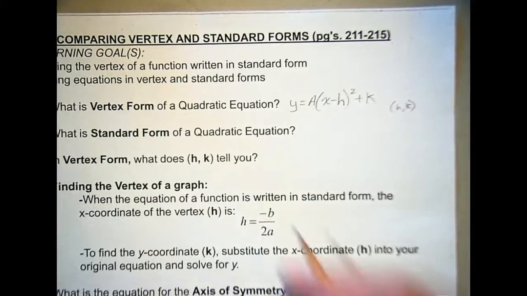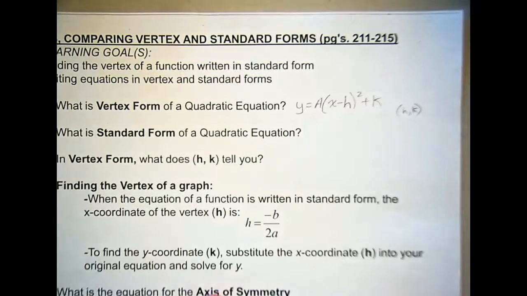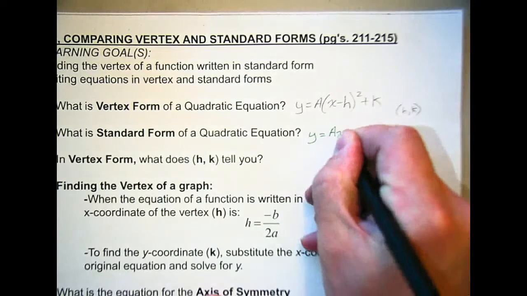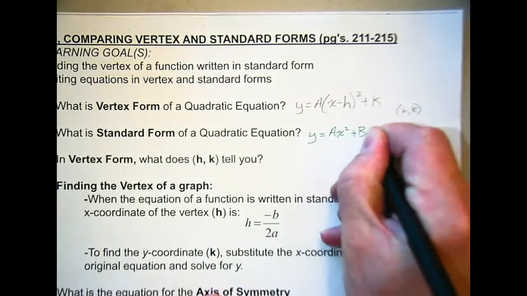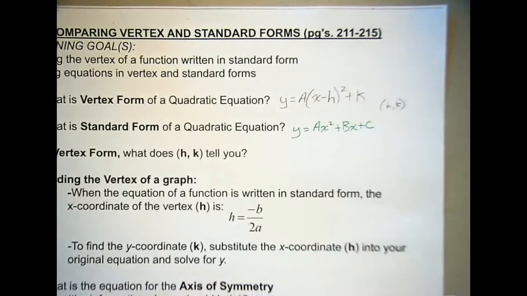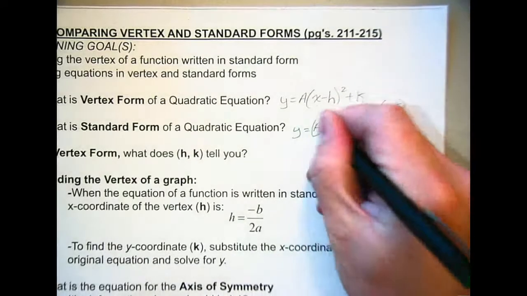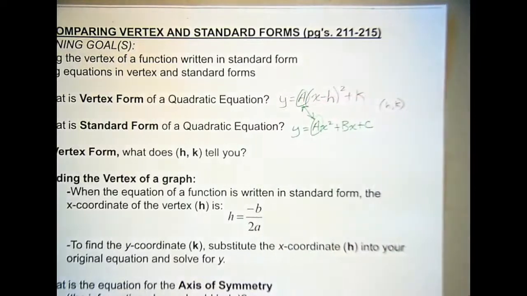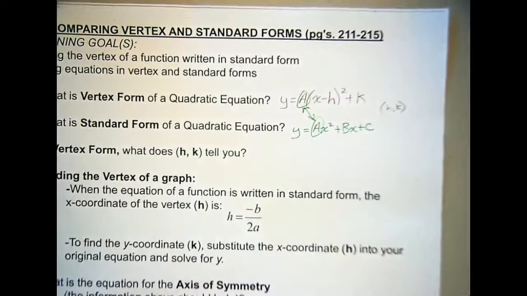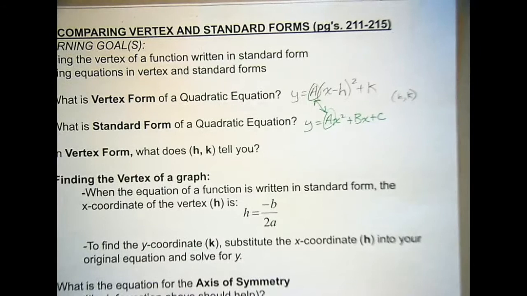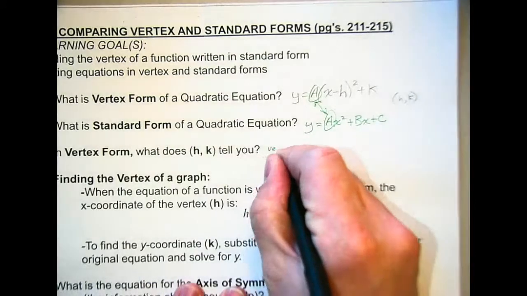Standard form of a quadratic is y equals a x squared plus bx plus c, and in this case, this a and this a, those are the same thing. Keep that in mind when you're going between the two. They're the same. hk, remember, tells us the vertex.